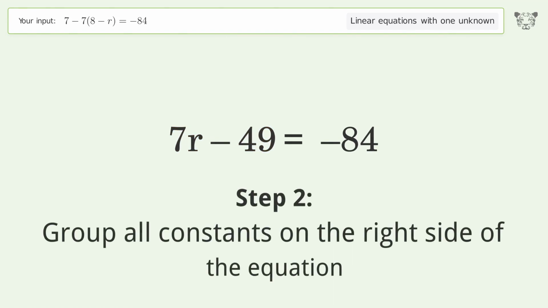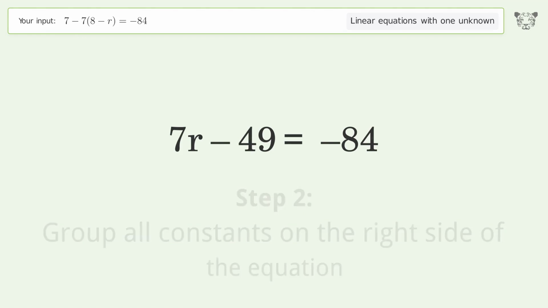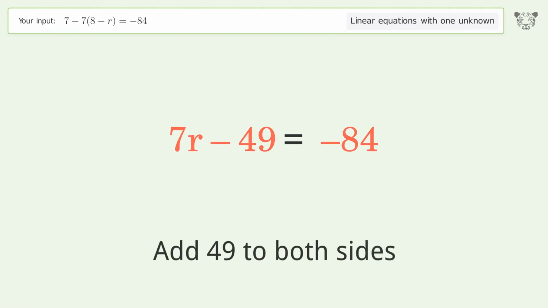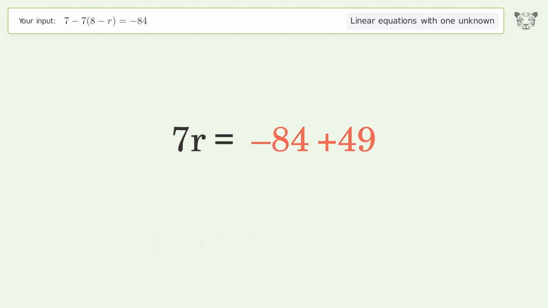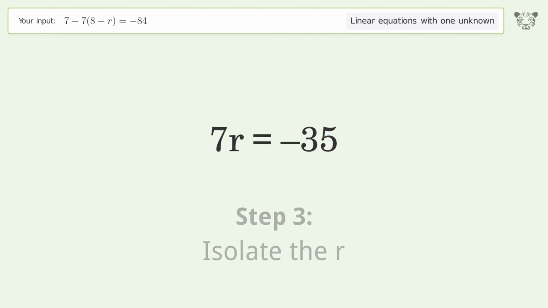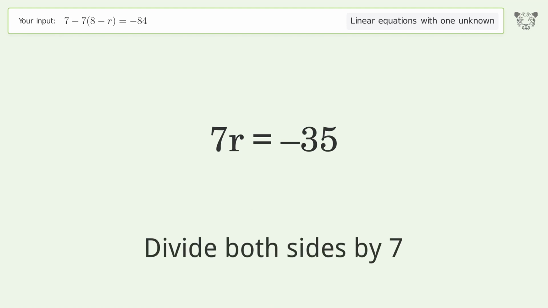Group all constants on the right side of the equation. Add 49 to both sides. Simplify the arithmetic. Isolate the r. Divide both sides by 7.